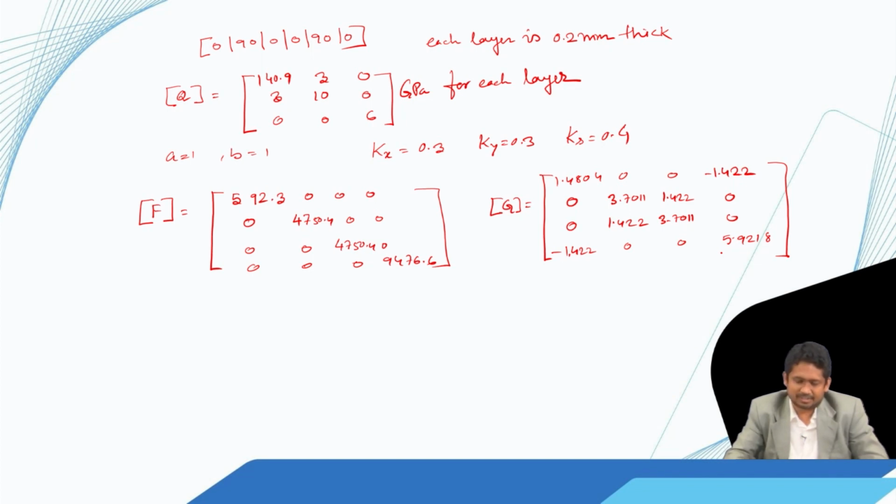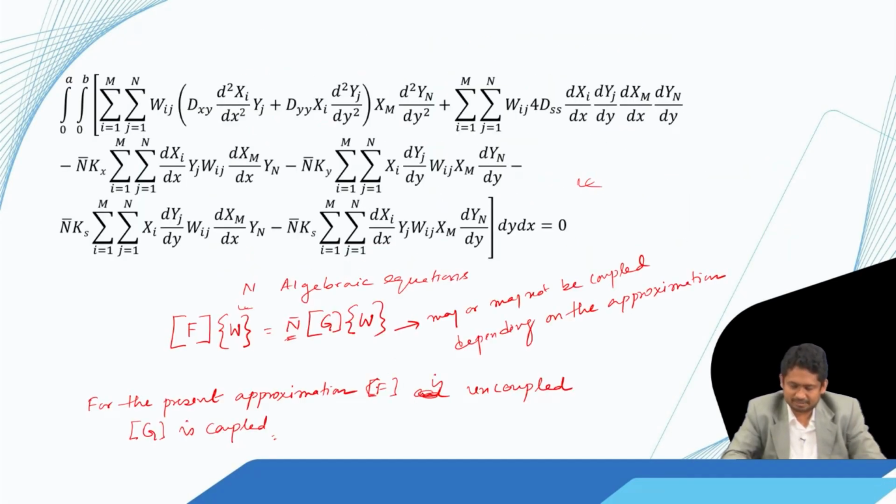So, we can see that the F matrix is a diagonal matrix. So, it does not involve coupling between different mn terms, and G involves some coupling. So, when I said that F is uncoupled, that means it is a diagonal matrix.